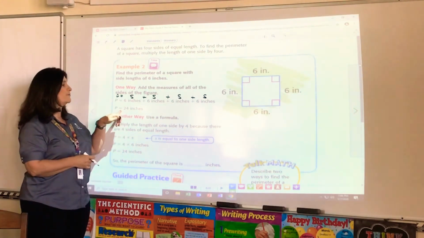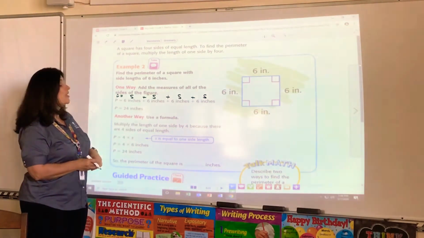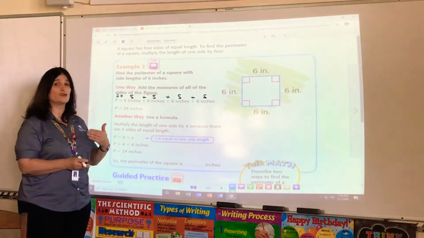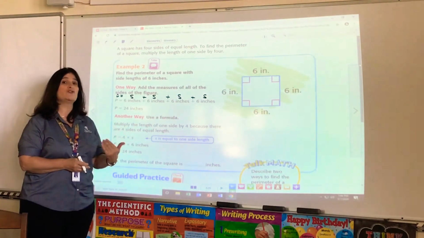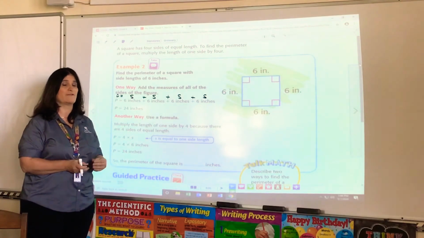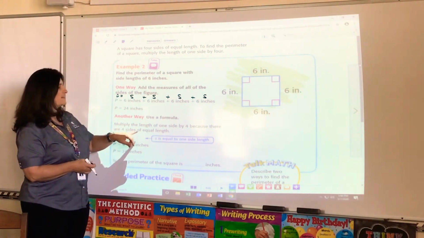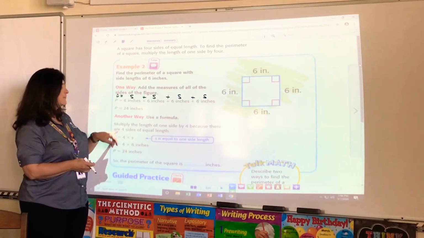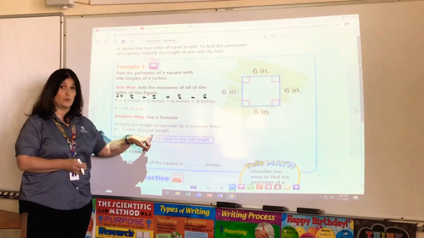So the perimeter is 24 inches. Another way you can do it, and you can only do this when it comes to a square, because in a square all the sides are equal, is to multiply the length of one side by 4, because there are 4 sides of equal length.